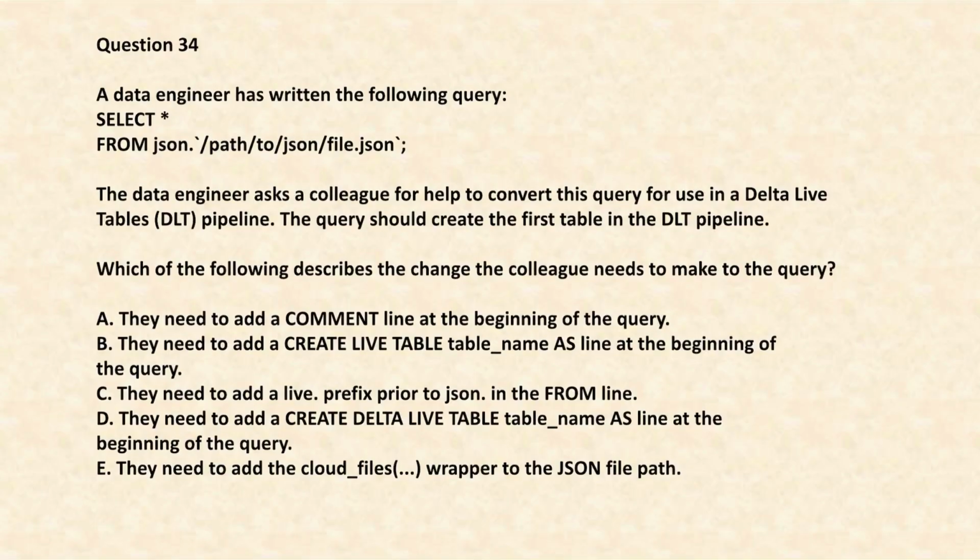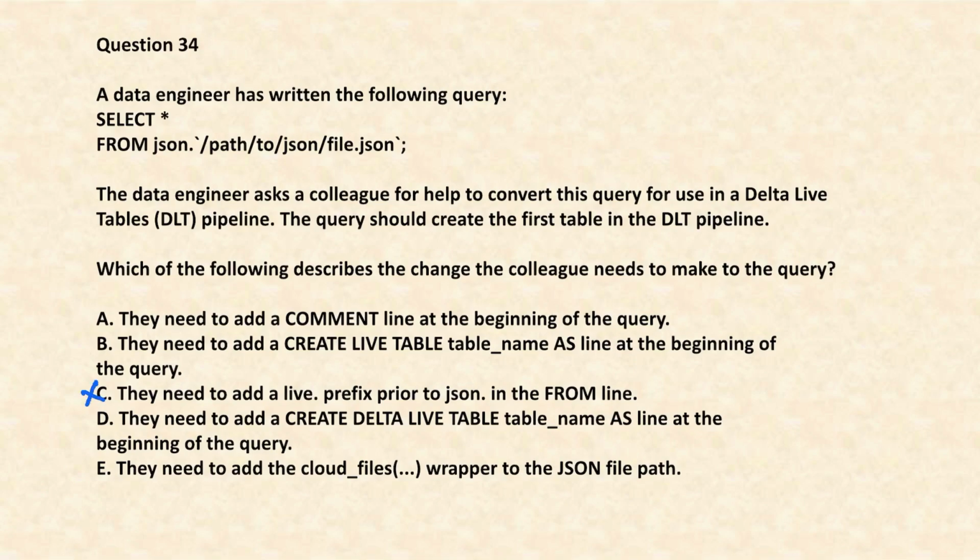Option A says they need to add a comment line at the beginning of the query. It's not required. They need to add a CREATE LIVE TABLE name AS line at the beginning of the query. This seems to be correct. They need to add a LIVE. prefix prior to the json.info line. This is not required. They need to create a Delta Live Table name AS line.